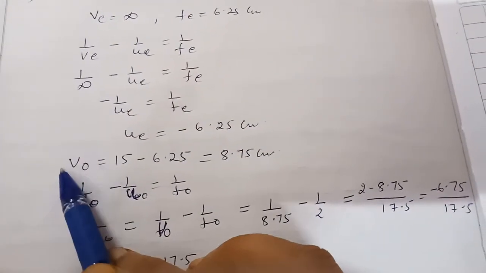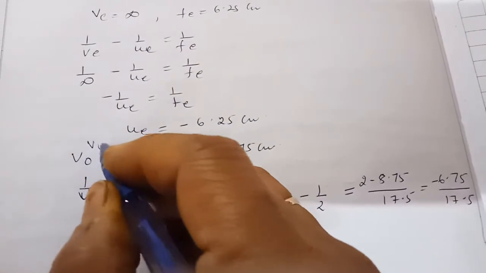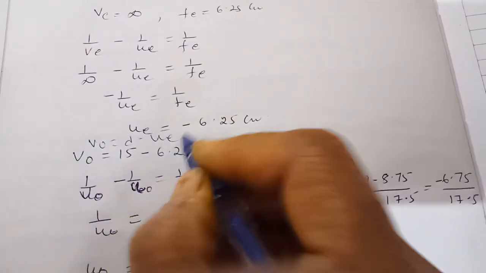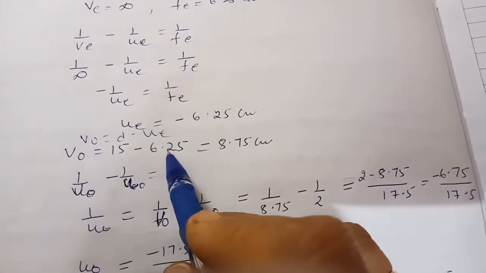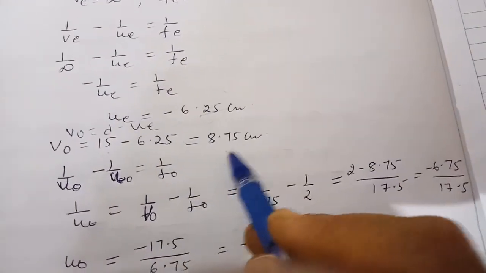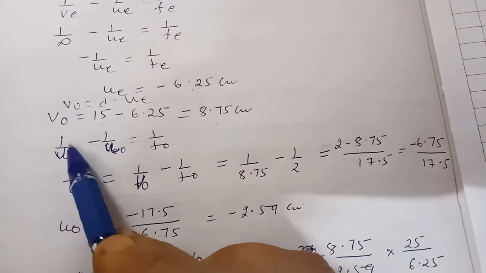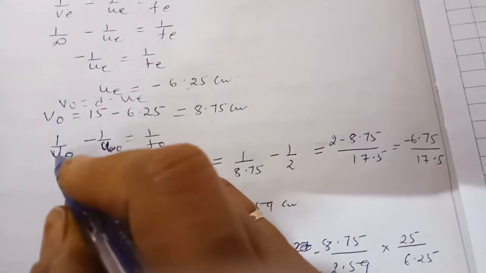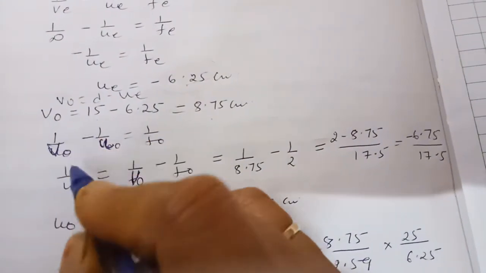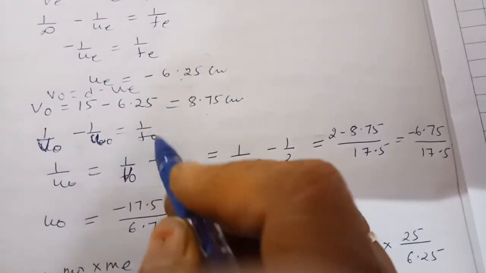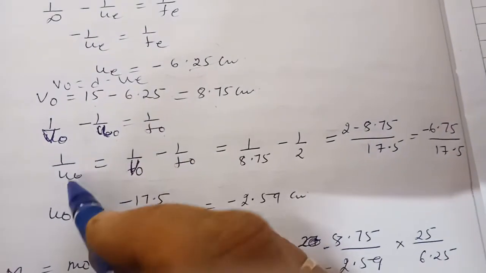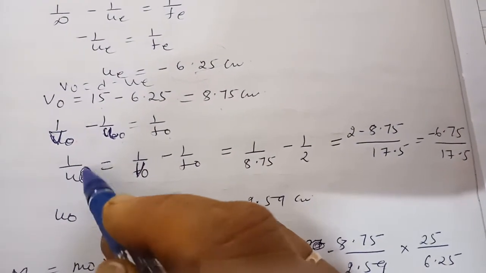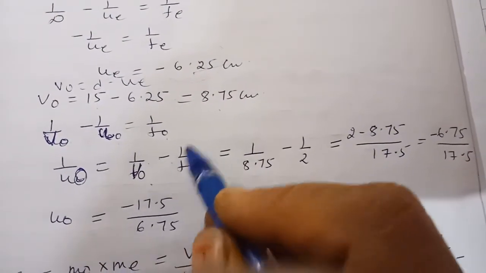Again, how you will get the V naught? The same formula we have applied, that is D minus UE. So 15 minus 6.25, this is UE. So 8.75 you have got. Again for the objective we have applied 1 upon V naught minus 1 upon U naught is equal to 1 upon F naught. So 1 upon U naught will be equal to 1 upon V naught minus 1 upon F naught.